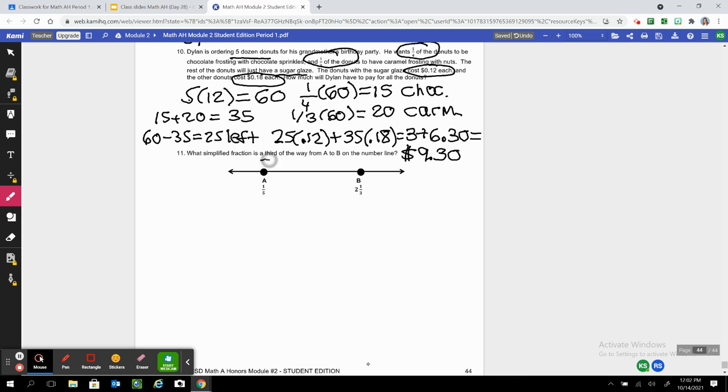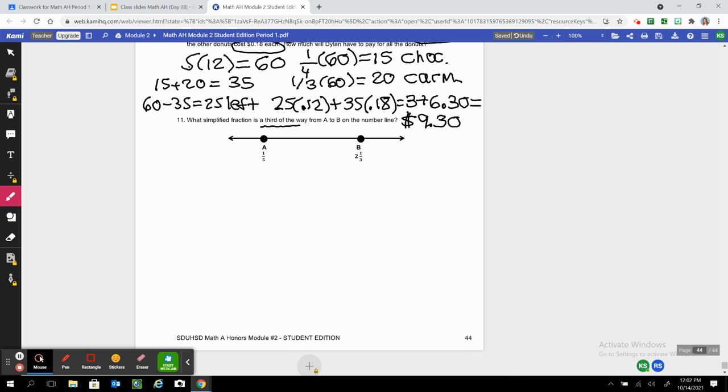All right, and our very last problem says what simplified fraction is a third of the way, it's really important, a third of the way between points A and B on the number line. So we're going to do this problem in 3 steps. I'd like you to circle 3 steps on your lesson, 1, 2, and 3. So step 1, we need to find the distance between points A and B. So first step is B minus A.